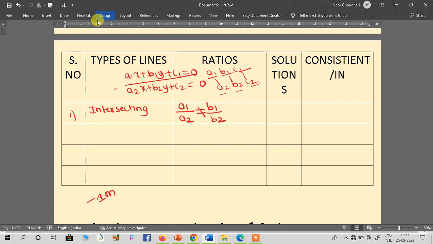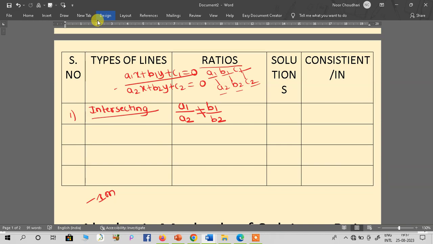If a1 upon a2 ratio is not equal to b1 upon b2 ratio, you have to say that these are intersecting lines. Means you have to identify which type of lines these are by using ratios. You have to use the ratios and find which type of lines.